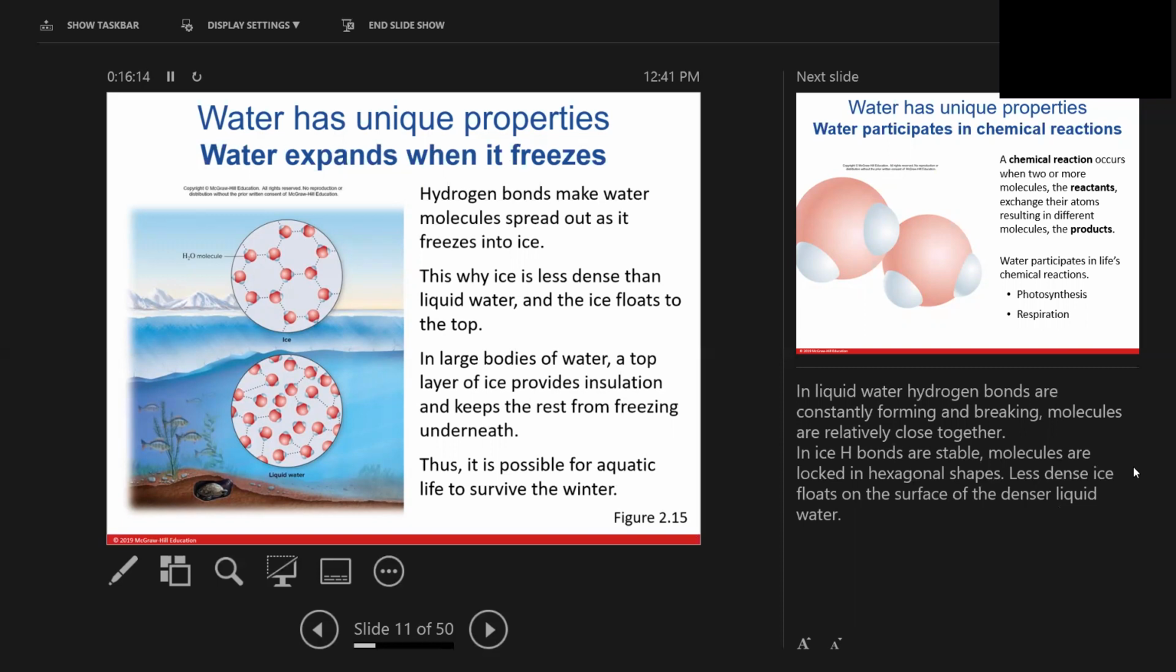That floating ice can completely change entire climates, just because that little bit of extra barrier between the sun and the water itself, especially when you have a solid white barrier like that, helps to reflect back sunlight and absorb less energy and not warm that area up as much. So in large bodies of water, that top layer of ice is providing insulation, keeping everything else from freezing. And thus it's possible for aquatic life to survive under winter.